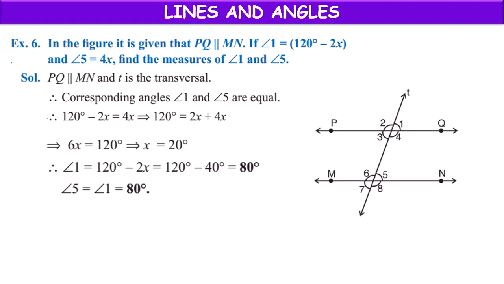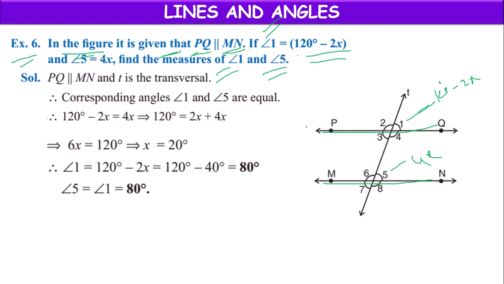Next one, example 6. In the figure, it is given that PQ is parallel to MN. If angle 1 equals 120 degrees minus 2x, and angle 5 equals 4x, find the measures of angle 1 and angle 5.